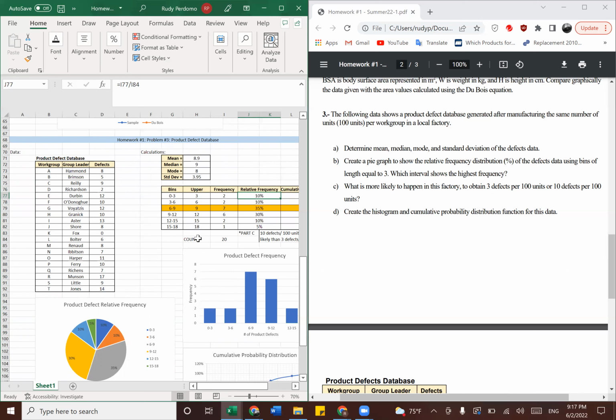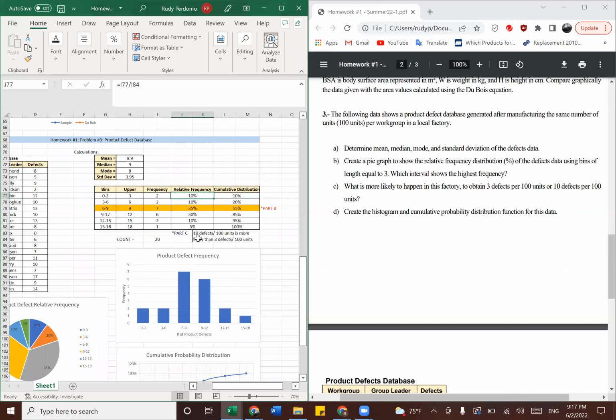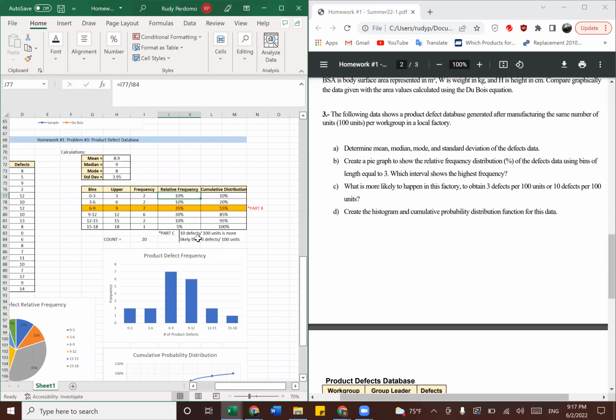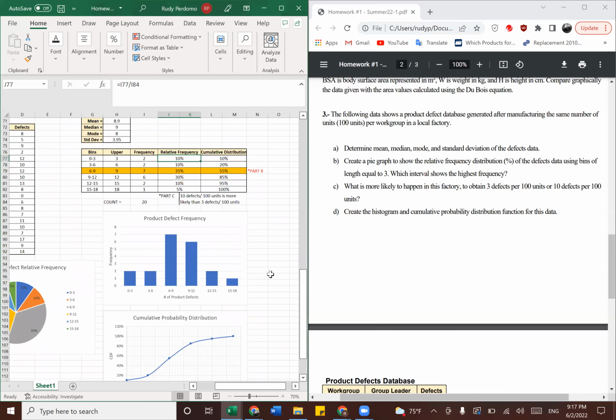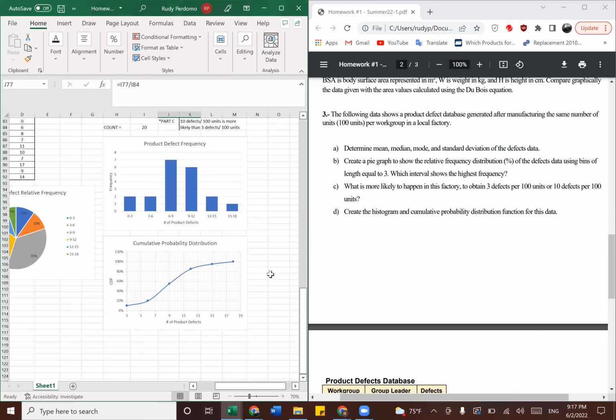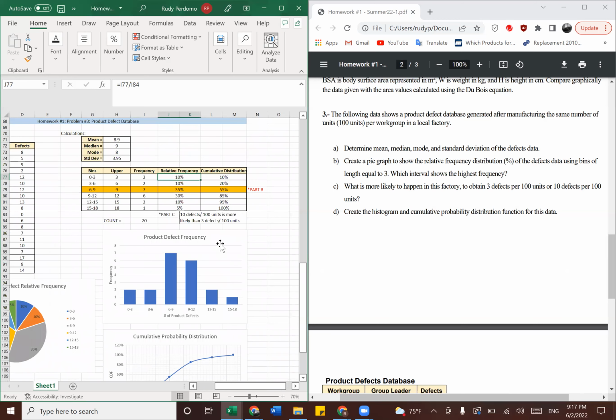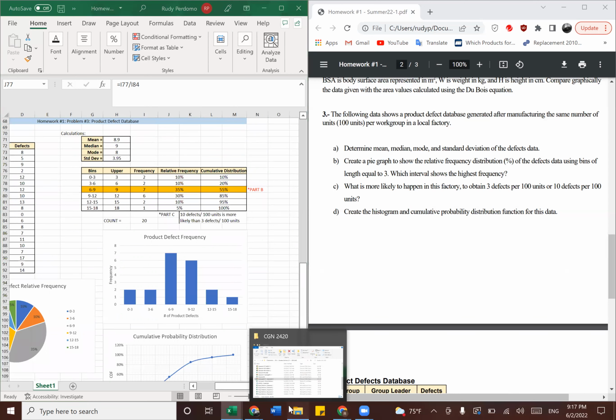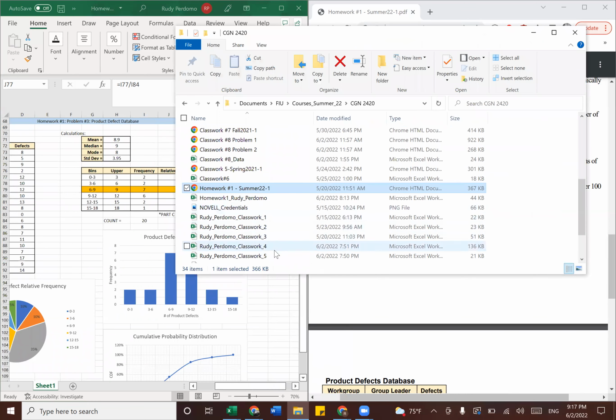So for part D, it says create the histogram and cumulative probability distribution function for this data. So the cumulative probability is, let's see. I mean, if we go, I think it was classwork 3.